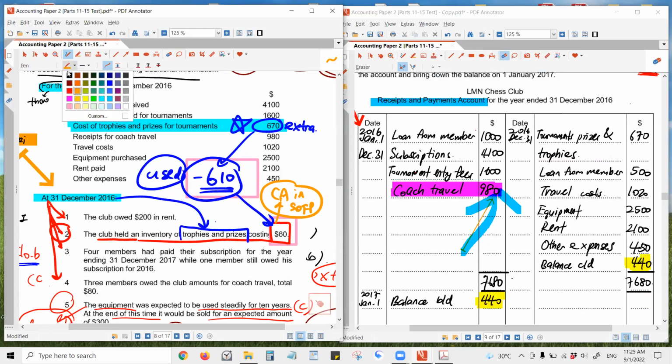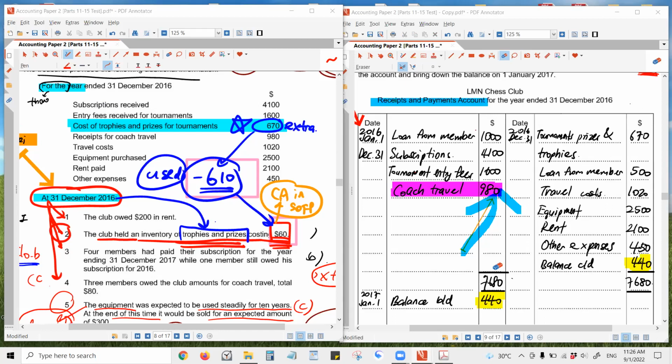How do we know it is a current asset? Because it's at the year end. And this $60 worth of trophies and prizes, you have not used them during the year. You have not distributed these trophies and prizes to the winners during the year because you have more competitions maybe in the next year, and you are just keeping them for now. Let's say in the next year you still have competition and there is a winner, then you distribute these trophies and prizes to the winners. That means you bought extra during the year.